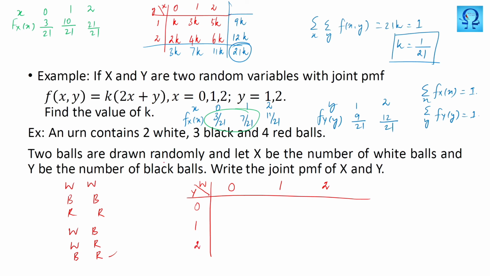Okay. Now you need to see out of these things how many possibilities are there for this, there for this, and there for this, and you will have to fill it up. Okay. After filling this up, here you are asked to find out only the joint PMF.